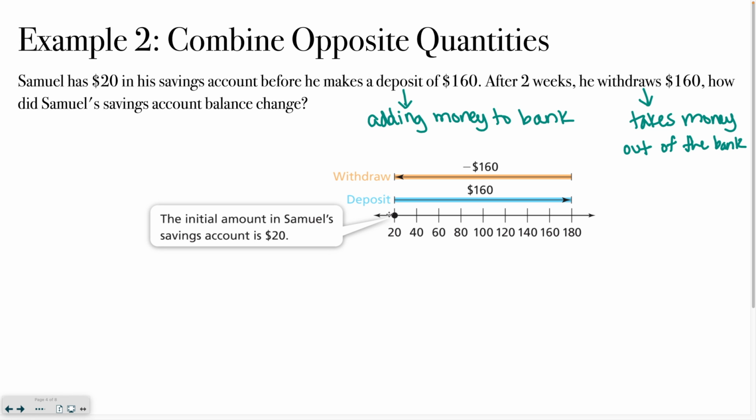Okay, so he starts at this $20, and you can see the deposit is represented by this line with the arrow going to the right. It shows that his account made it all the way up to $180, right? Started at 20, added 160. That gives us $180. Then when Samuel withdraws that $160, you can see that he ends back at the starting amount. And the starting amount was $20. So since he started and ended this problem at the same number, we would say that his account changed by $0.